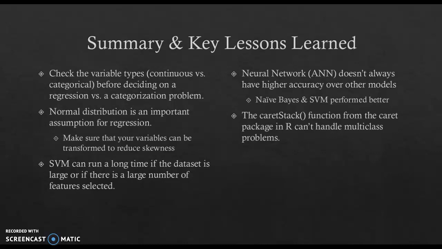I also learned that the neural network doesn't always have higher accuracy over other models. I was surprised by that because I really thought it would be the most accurate. In terms of accuracy, the naive Bayes and the SVM model performed better. And then lastly, but very importantly, the caret stack function with the caret package cannot handle multi-class problems. So either it has to not be a multi-class problem or don't use the caret stack function.